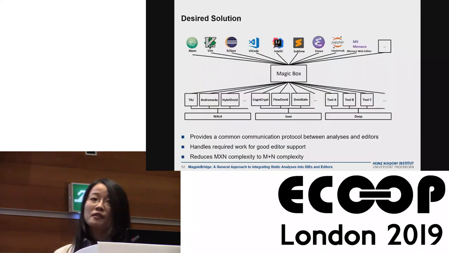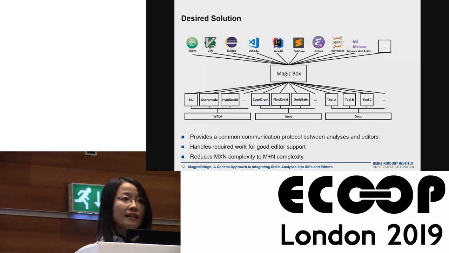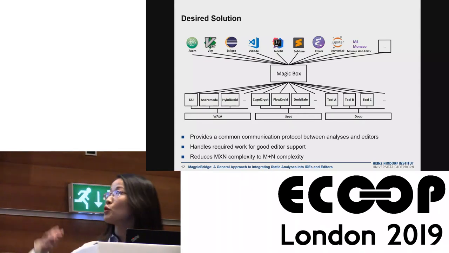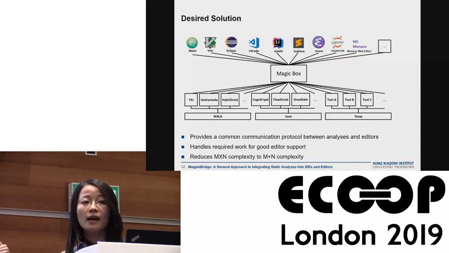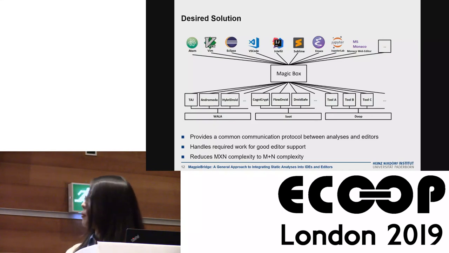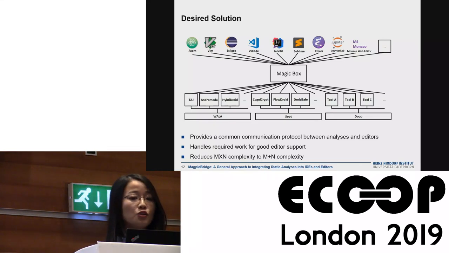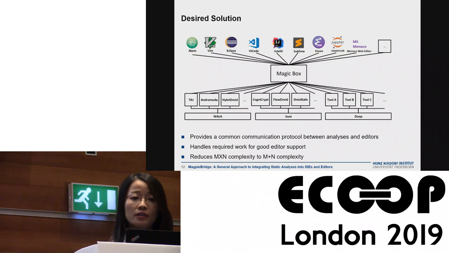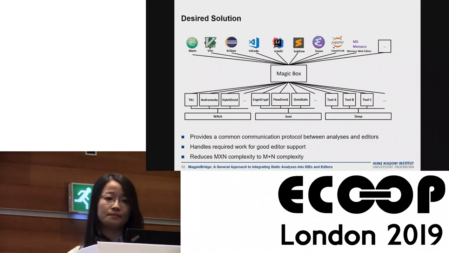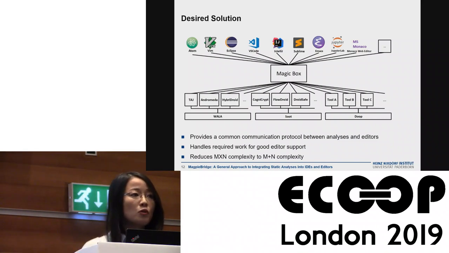So ideally, we would like to have a magic box which adapts any analysis to any editor and presents the analysis result in the editor. Here in our paper we mainly consider analyses built on the famous analysis frameworks Wala, Soot, and Doop. This magic box should provide first a common communication protocol between any analysis and any editor. And second, it should handle all the work required for good editor support. In this way, we can reduce the M times N complexity to M plus N. So what should the protocol actually look like?